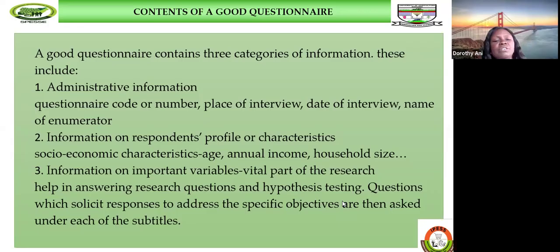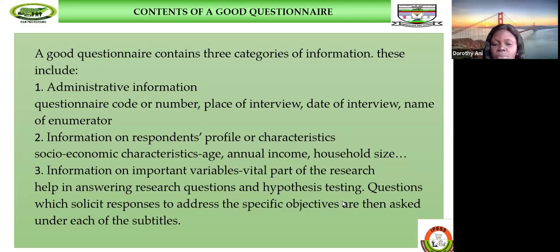No. So that's why in advanced research, you need all this administrative information, like the code. Each questionnaire will have a code for sorting or for matching, when you want to match what the person was having before the onset of the intervention and after the onset. We'll match the two questionnaires, the before and after, to see what impact our intervention has made on him or her. So this administrative information, then information on respondents' profile or social.